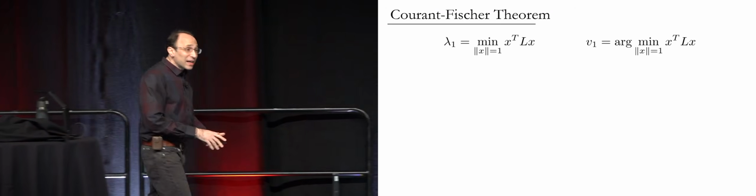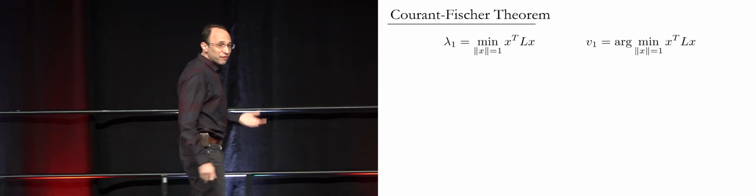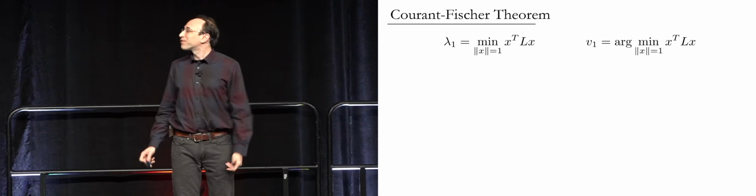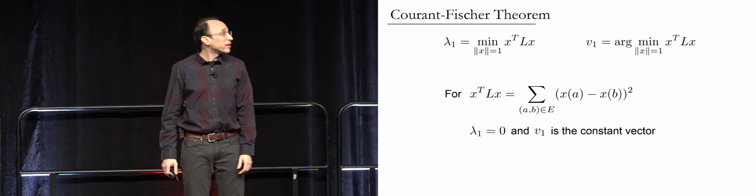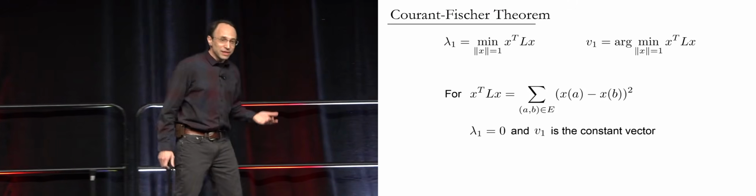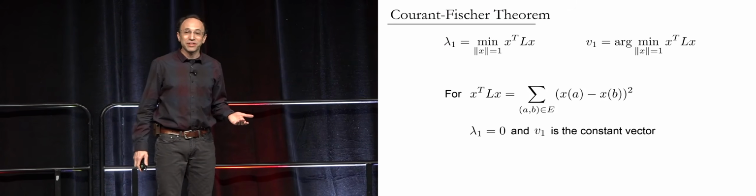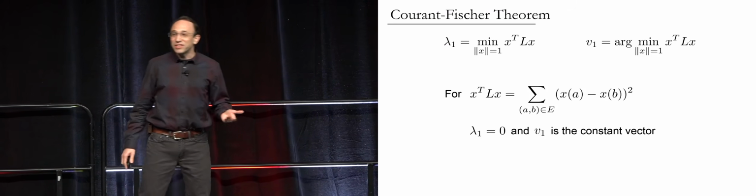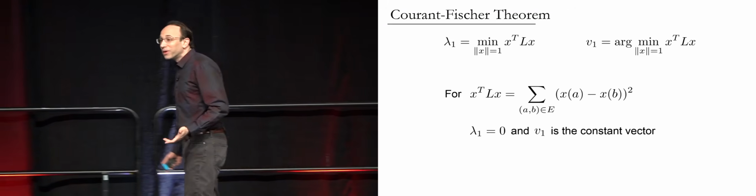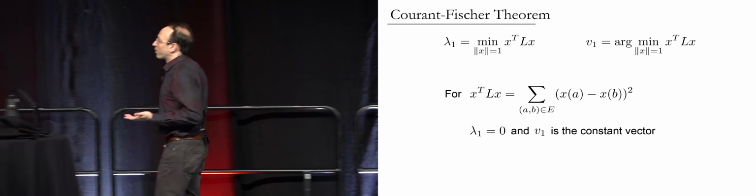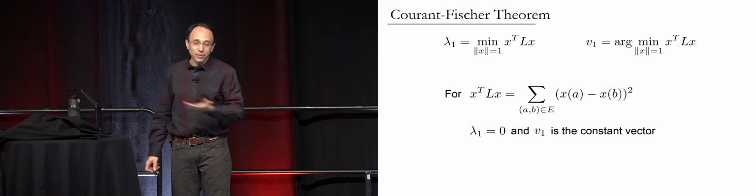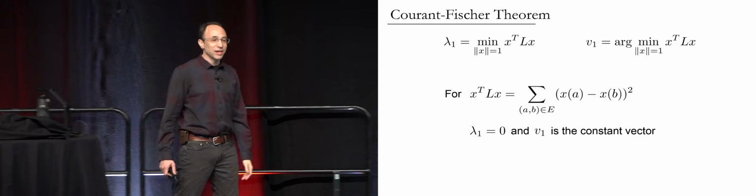The corresponding eigenvector is, of course, the vector on which that minimum is achieved. Now, for Laplacian matrices, this is not very informative. For Laplacian matrices, lambda 1 is 0, and the corresponding eigenvector is the constant vector. You can see this because if you put a constant vector into the quadratic form, you will get 0. And this quadratic form is always non-negative, so you can never get anything lower than 0. So lambda 1 is 0 and v1 is the constant vector.